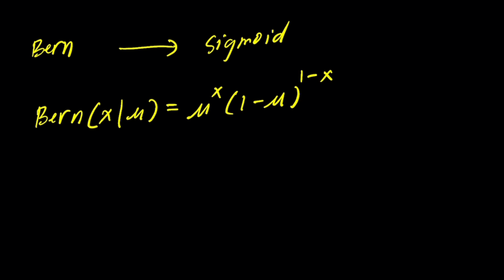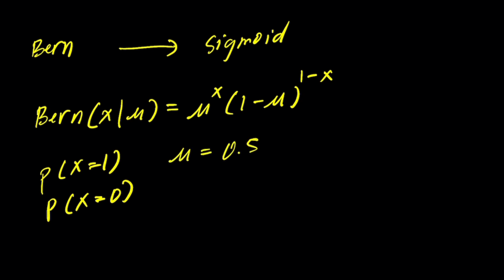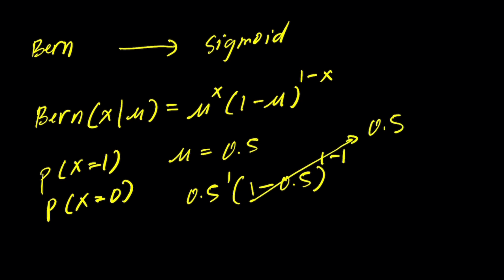Recall that the Bernoulli probability function gives us the probability of getting a 1 or the probability of getting a 0 for a random variable x. So let's say that your parameter mu is 0.5, then we can calculate the probability of getting a 1 by plugging into the equation 0.5 to the 1 times 1 minus 0.5 to the 1 minus 1. This becomes 0.5 raised to the 0, which is equivalent to 1, and we get the final answer to be 0.5. So the probability of x equal to 1 given mu is 0.5 is 0.5.